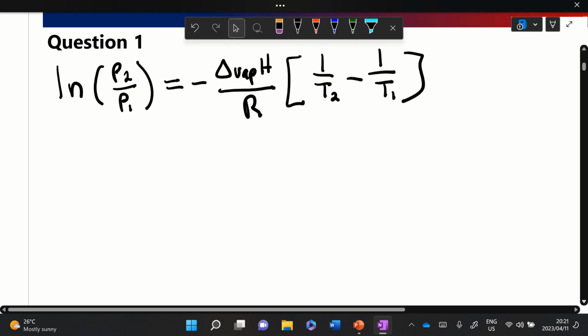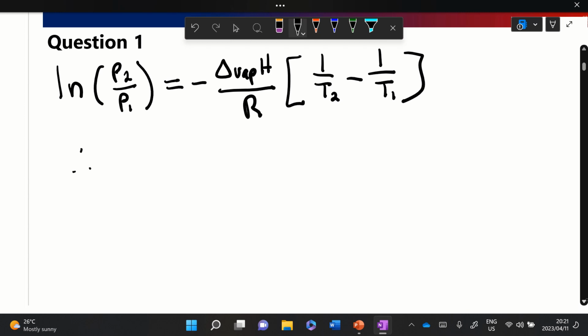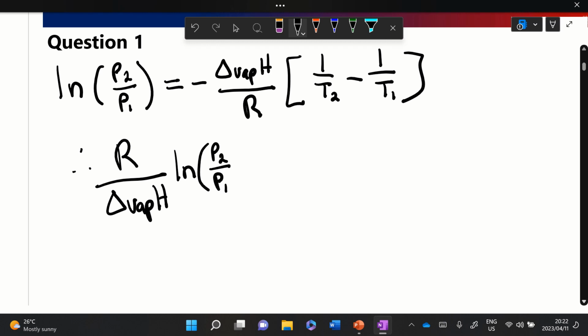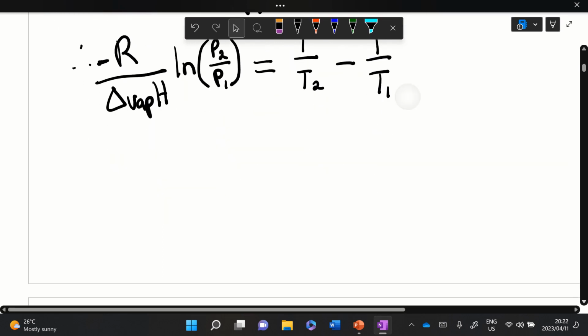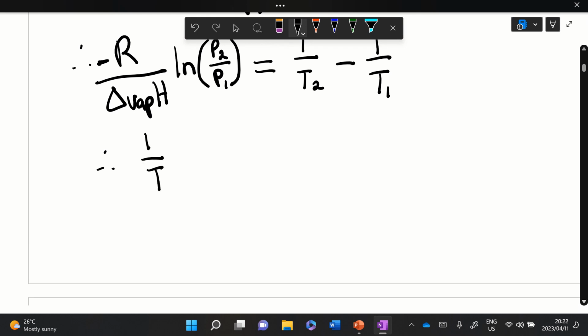Okay. And then we want T2 as the subject, right? So in other words, first we're going to multiply this thing to the other side. So we have R over the vaporization enthalpy ln of P2 over P1, let's put the minus here as well, is equal to 1 over T2 minus 1 over T1.